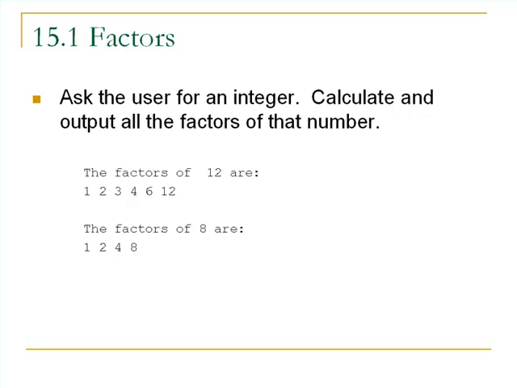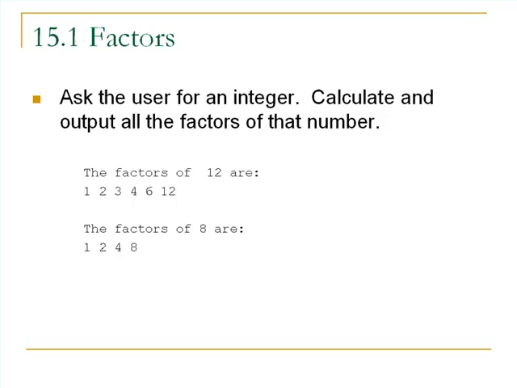Suppose the user entered 12. The factors of 12 are 1, 2, 3, 4, 6, and 12. These are the numbers that divide evenly into the number 12. The factors of 8 are 1, 2, 4, 8. So we have a problem now that requires us to calculate the factors of an integer.